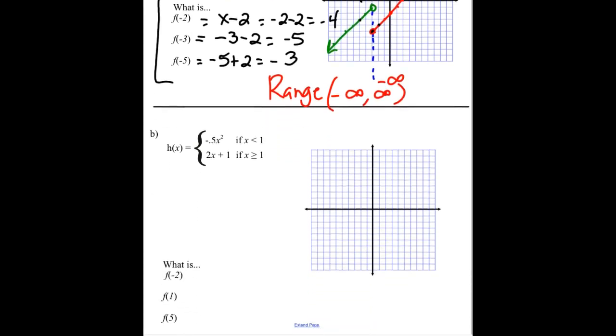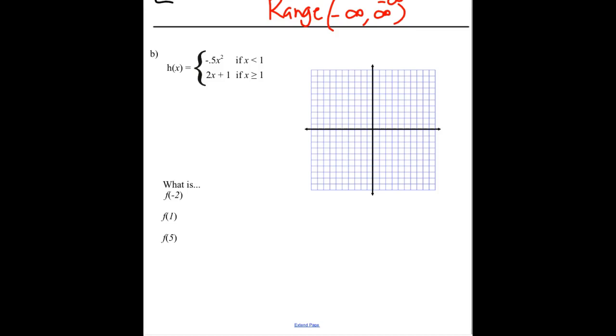All right, looking at the next one. Are both parts of this graph going to be lines? Our first two examples were all linear, but what do you see in that first equation? Negative 0.5x squared. What shape is that? It's quadratic, so it's what shape? A parabola. So we're going to have part of a parabola, and we're going to have part of a line.